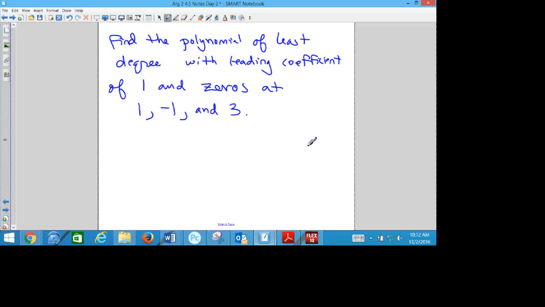Okay, so we have to find the equation of a polynomial. It says of least degree, which means we will not have any repeats. Remember how we had repeated solutions? We don't have any repeated solutions. That's what of least degree is going to tell us. This is the same directions for all of our examples today. It's just the numbers were different.